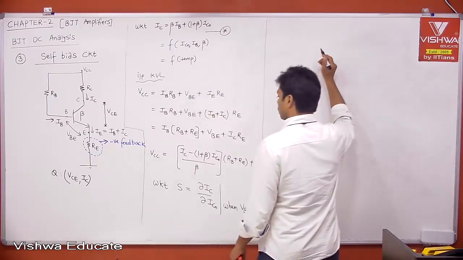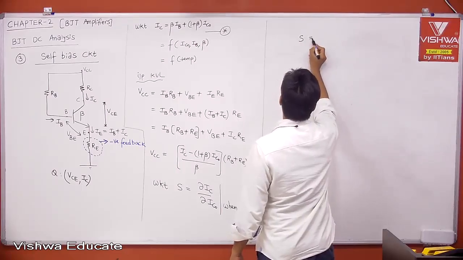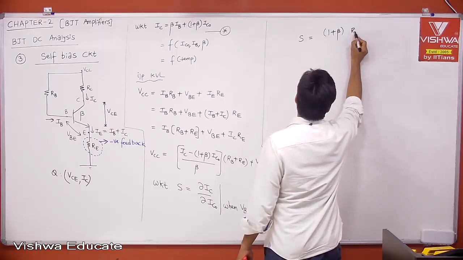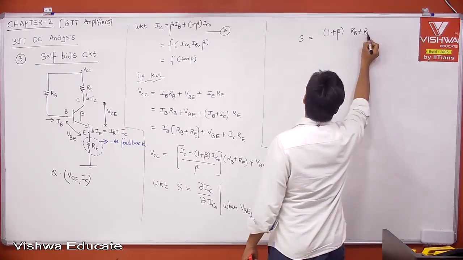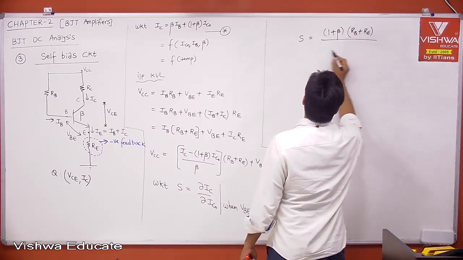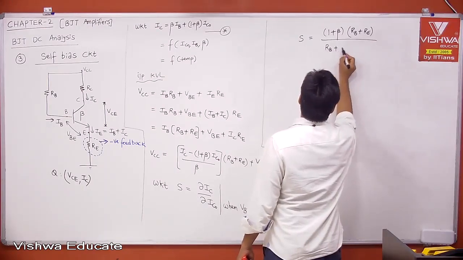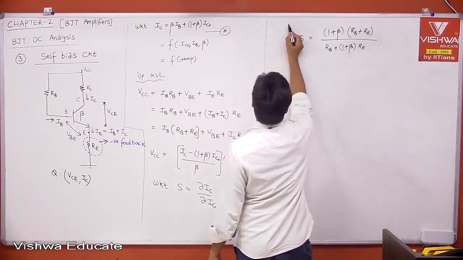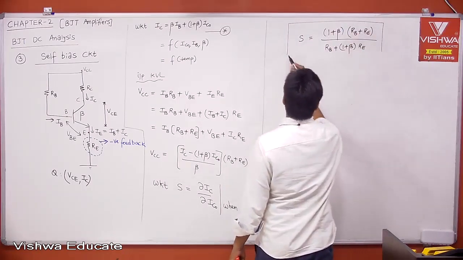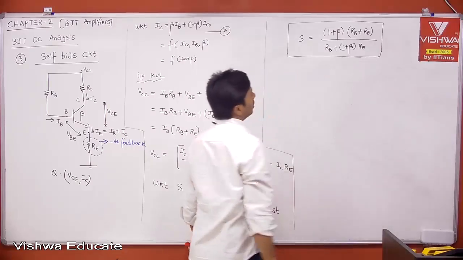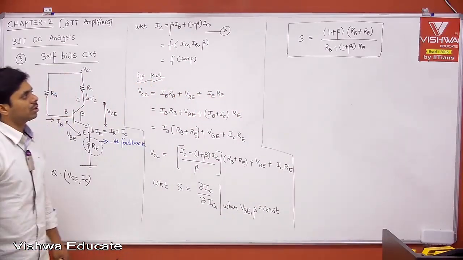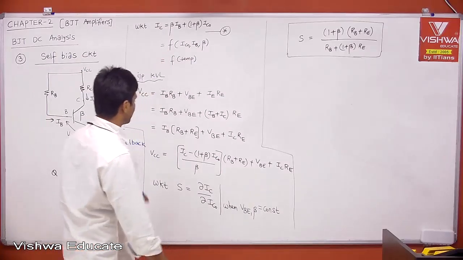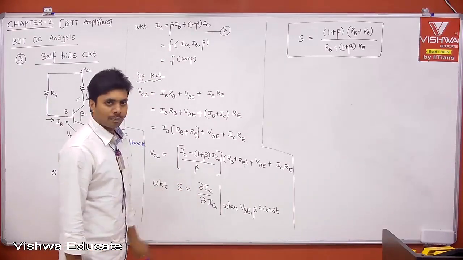Now after differentiation you will get stability factor S, which is similar to collector to base bias: 1 plus beta into RB plus RE, divided by RB plus 1 plus beta into RE. This is what is stability factor S. Is it 0? No, ideally it should be 0. But in this case also it is not 0, which is non-zero. Therefore, absolutely your IC is not compensated because of negative feedback. Ideally we are expecting S to be 0, right?